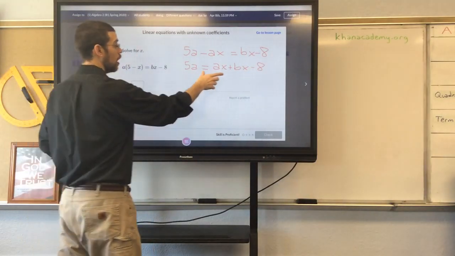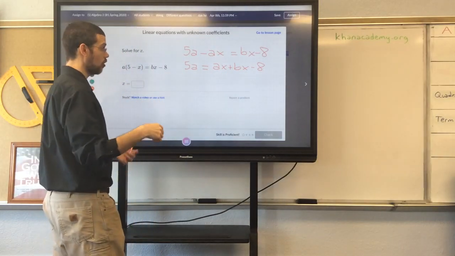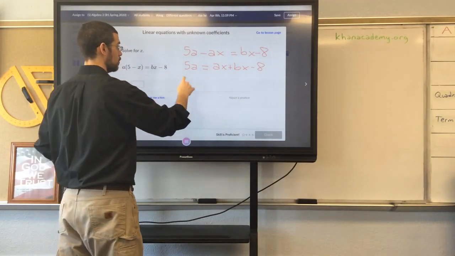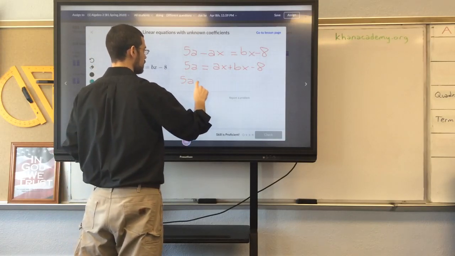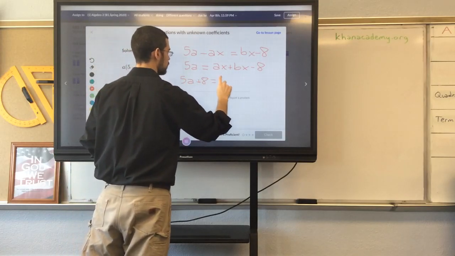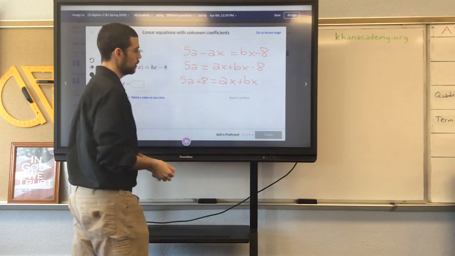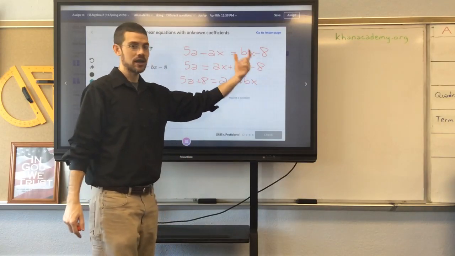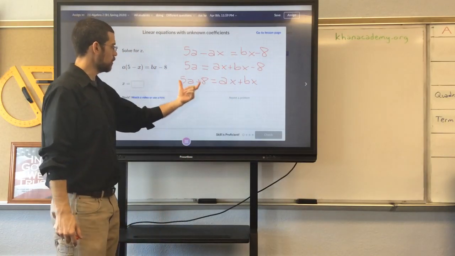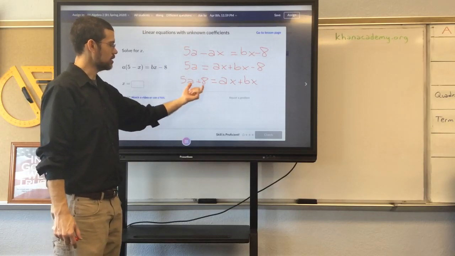And now, we want to move the 8 to the other side because we want all the x's to be isolated, so we'll say 5a plus 8 equals ax plus bx. When I added 8 to this side of the equation, the negative 8 plus the 8 was 0. And when I added 8 to this side, I got 5a plus 8.